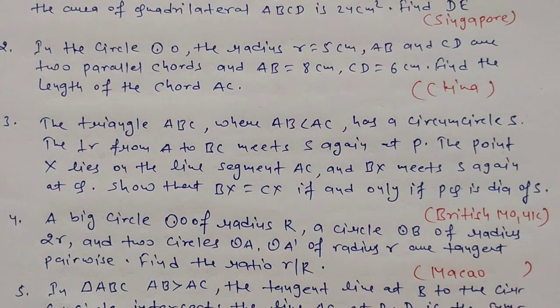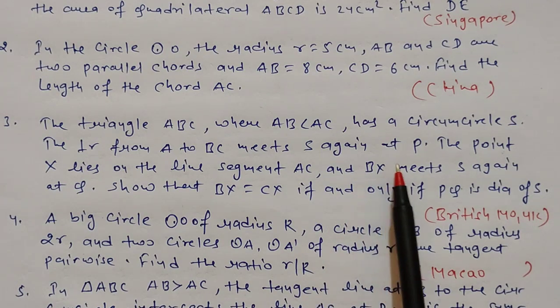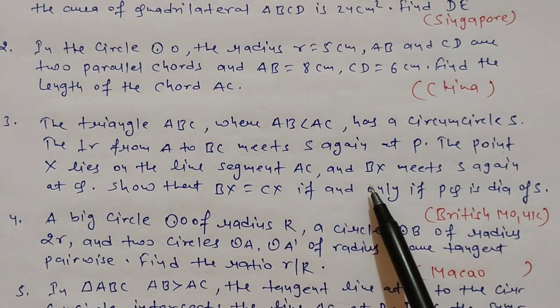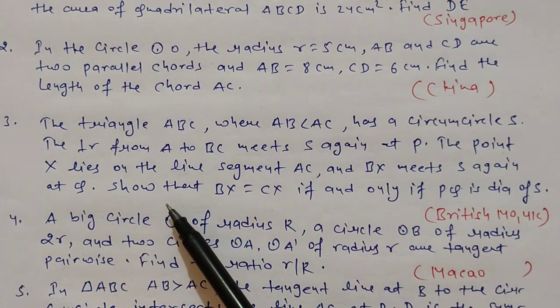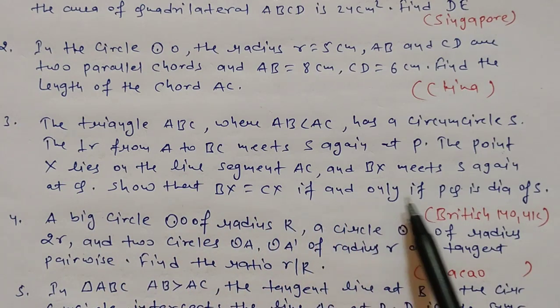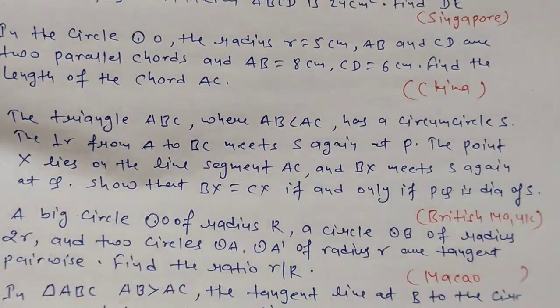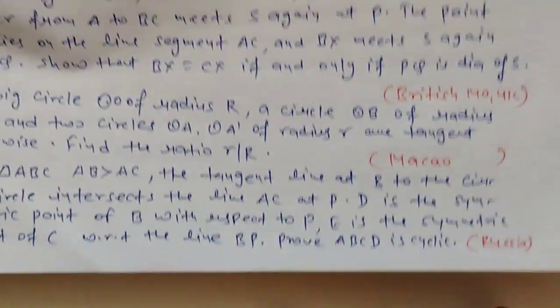Now in the third problem, the triangle ABC, where AB is less than AC, has a circumcircle S. The perpendicular from A to BC meets S again at P, and the point X lies on the line segment AC, and BX meets S again at Q, so that BX is equal to CX if and only if PQ is diameter of S. Now we have to construct the diagram as given in the problem.